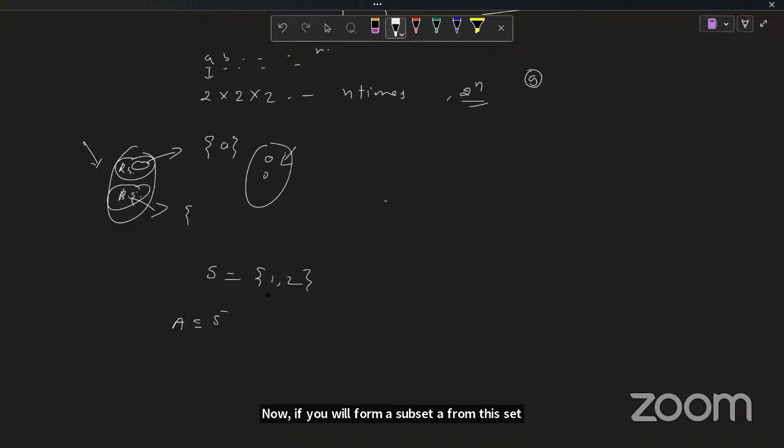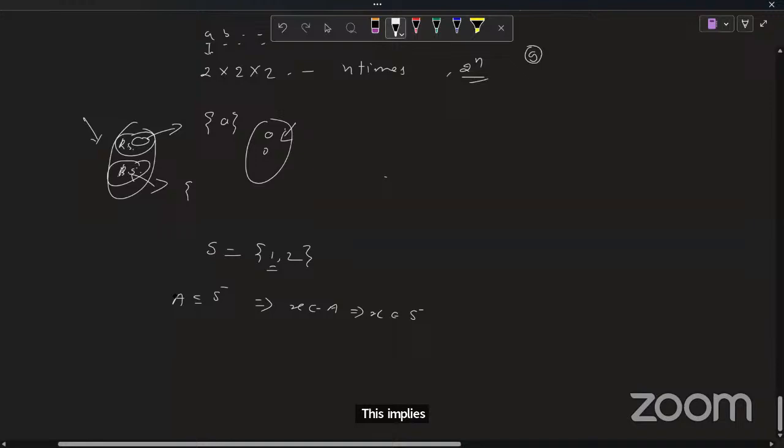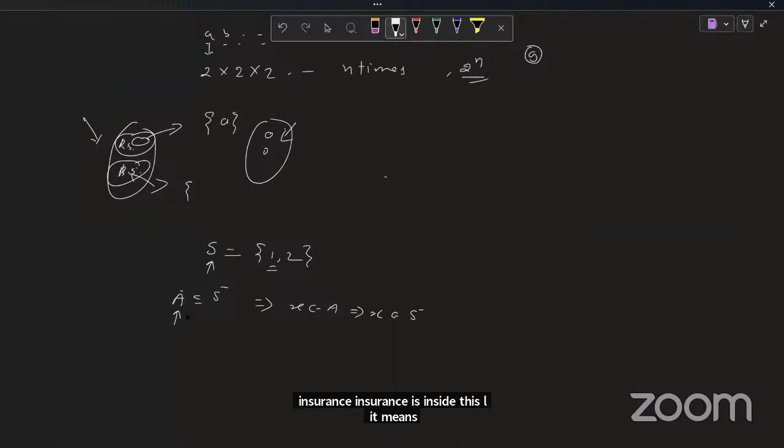I will take any small subset, a small collection of this set. First of all, what is the definition? The definition is saying this implies X is inside the set. It means that if I need to form a subset of this particular set, what do I need? I will take some elements or I will not take an element. This is the case, right?